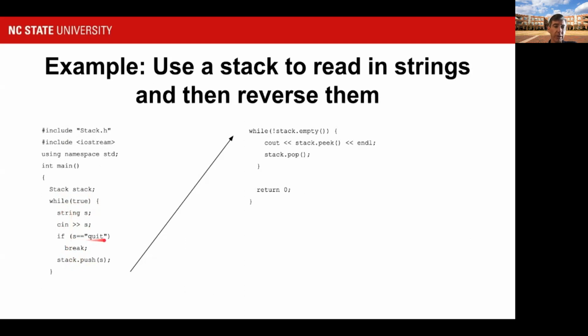And then after I read in those strings, I have another loop that says while my stack is not empty, then get the top of the stack, stack.peek, and print it out, and then pop it. Okay, so this will print out each thing that's in the stack one at a time and then remove them so that eventually I see everything that was in the stack. And this is going to print them out all in reverse order.